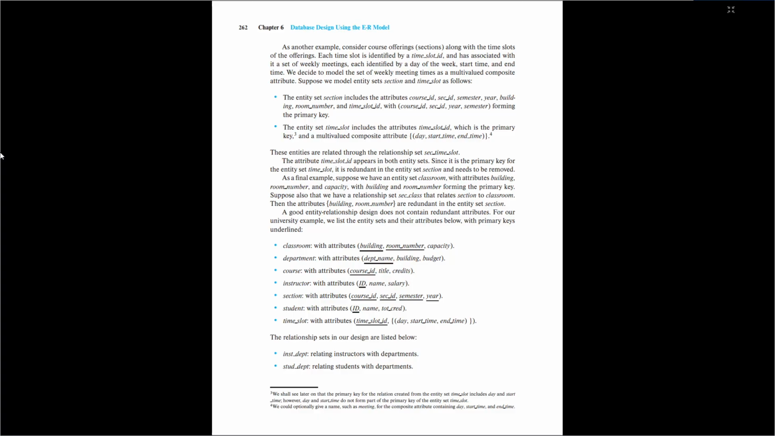For our university example, we list the entity sets and their attributes below, with primary keys underlined. Classroom, with attributes building, room_number, capacity. Department, with attributes dept_name, building, budget. Course, with attributes course_id, title, credits. Instructor, with attributes ID, name, salary. Section, with attributes course_id, sec_id, semester, year. Student, with attributes ID, name, tot_cred. Time slot, with attributes time_slot_id, {day, start_time, end_time}.